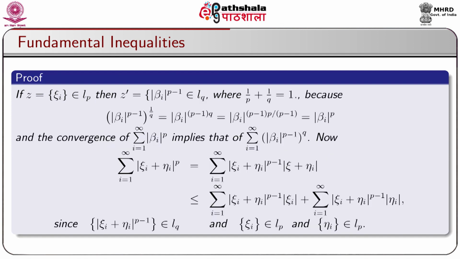The proof is like this. If z equals the sequence β_i belongs to ℓ^p, then z' equals the sequence (β_i)^{p-1} belongs to ℓ^q, where 1/p + 1/q = 1, because (|β_i|^{p-1})^{1/q} = |β_i|^{(p-1)q} = |β_i|^{(p-1)p/(p-1)}, that is equal to |β_i|^p. And the convergence of the series Σ_{i=1}^∞ |β_i|^p implies that of Σ_{i=1}^∞ (|β_i|^{p-1})^q.